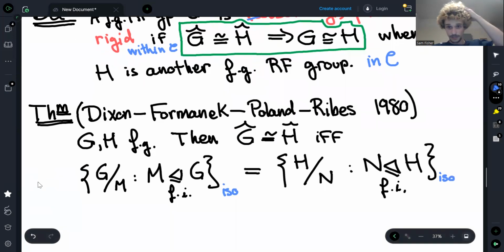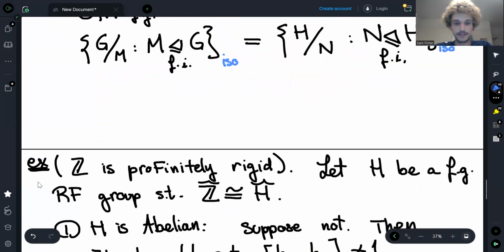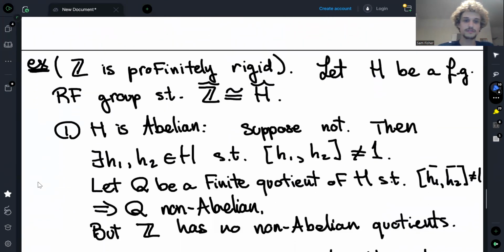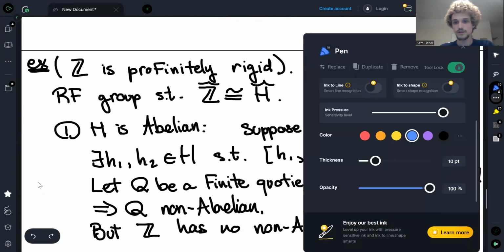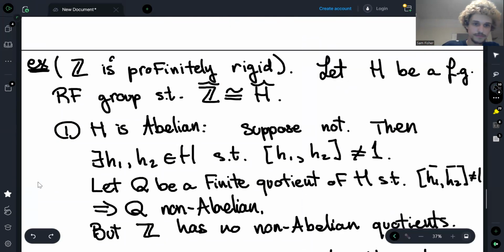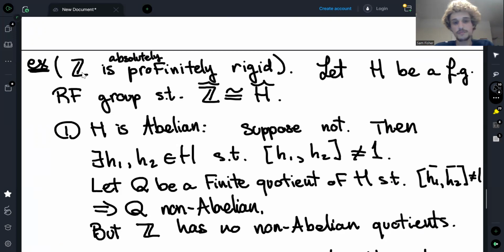Okay, and now let's use this theorem to prove that Z is absolutely profinitely rigid. So this is the absolute sense. And this is really, I think, the only easy example. Well, you can do the same thing for finitely generated abelian groups. I'll leave that as an exercise. But these are the only, I think, easy examples of infinite groups that are profinitely rigid.